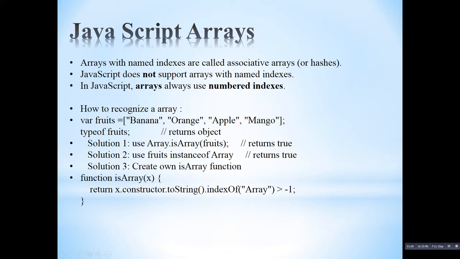JavaScript does not support arrays with named index. In JavaScript arrays always use numbered index. So if this is an array, fruits: banana, orange, apple, mango, typeof fruits returns object, because an array is an object in JavaScript.